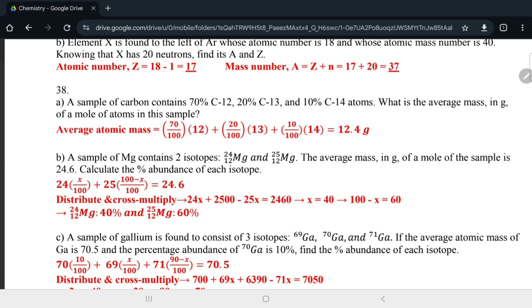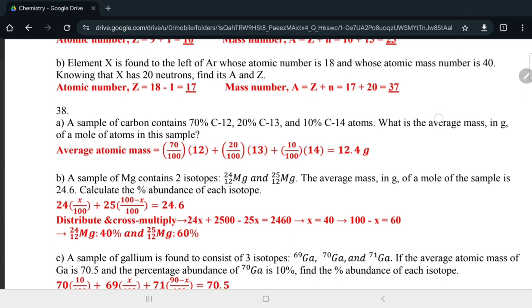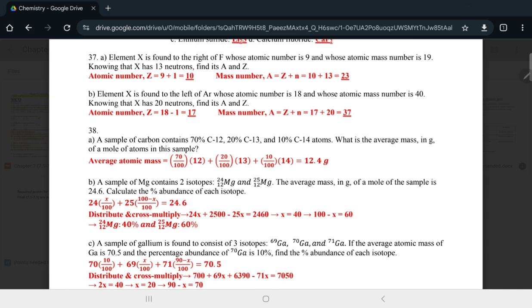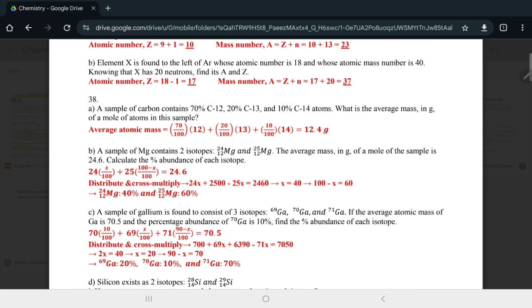Sample of carbon contains 70%. This is the same exact rule. You do the percentage multiplied by the mass number. So let's do it ourselves. It's 70 over 100 multiplied by 12, the mass number, plus 20 over 100 multiplied by 13, plus 10 over 100 multiplied by 14, and you will get 12.4 on the calculator, which is the average mass.